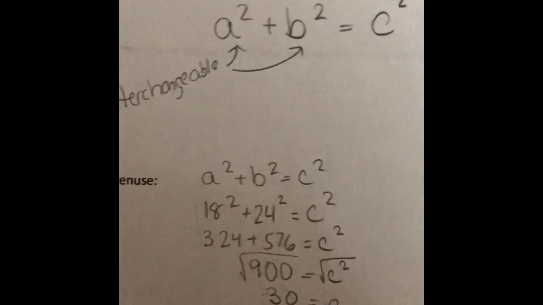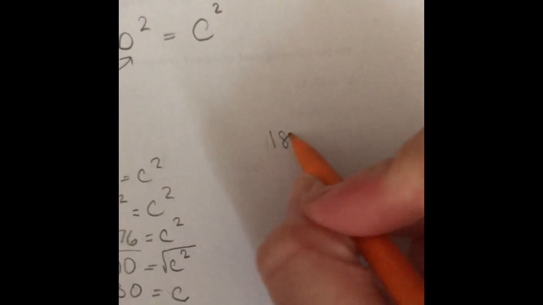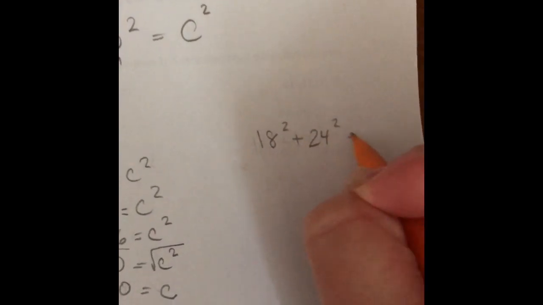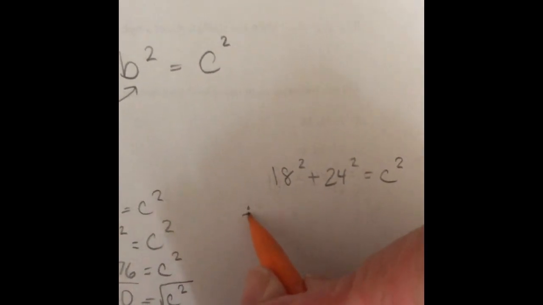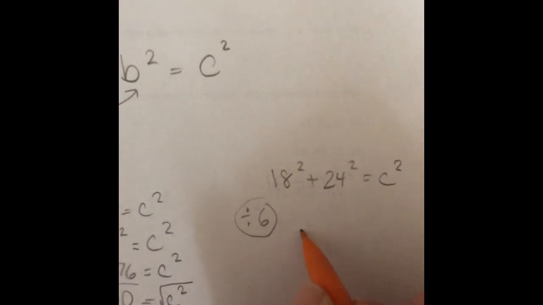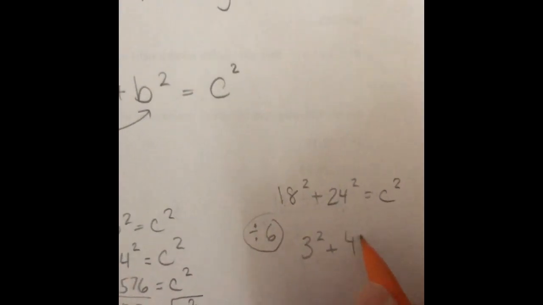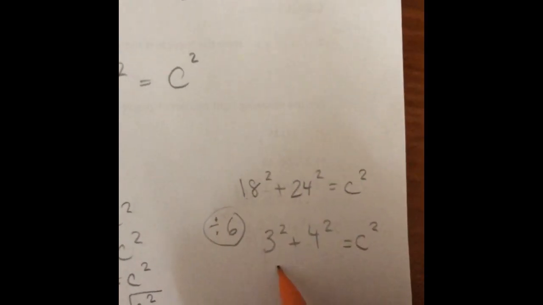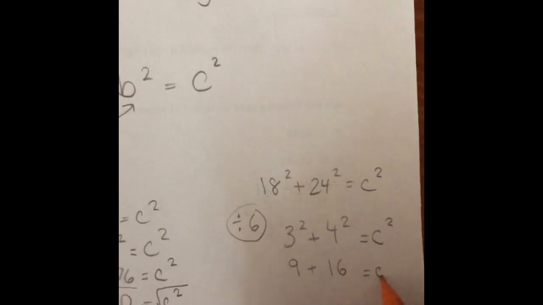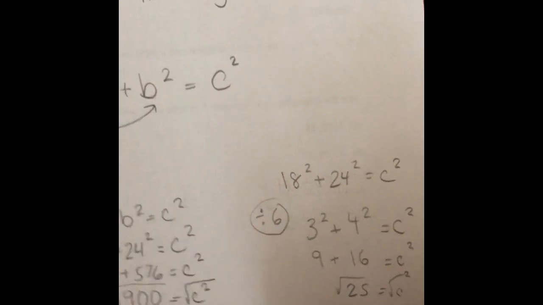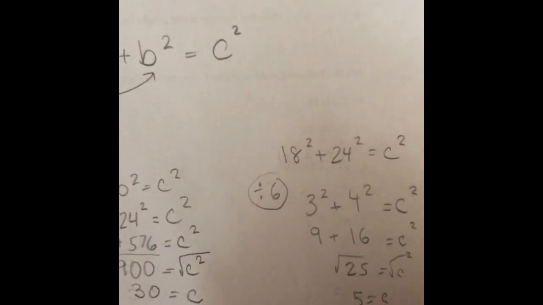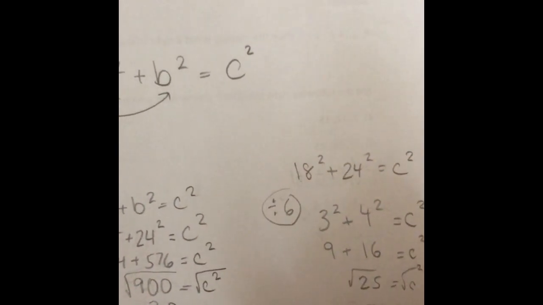I do want to show another little trick to do this. Here we have 18 squared plus 24 squared equals c squared again. If you notice, your 18 and 24 are both multiples of 6. So we can divide these by 6 and circle that, so you remember we divided by 6. Now we have smaller, more manageable numbers, and this is good if you don't have a calculator to use. Taking the square root of both sides, I get 5 equals C. Now remember, we divided by 6, so I need to multiply that by 6, and I get my 30 again.